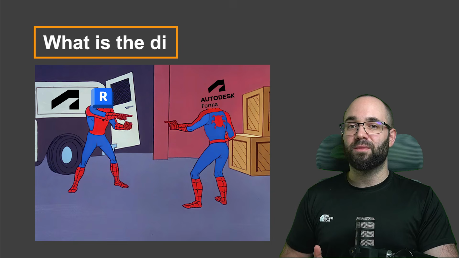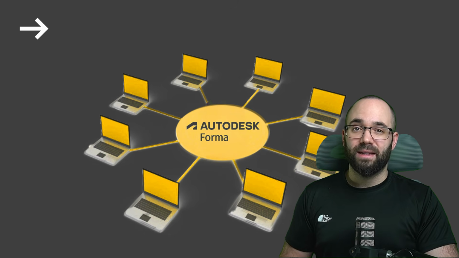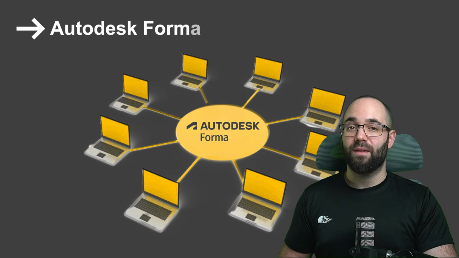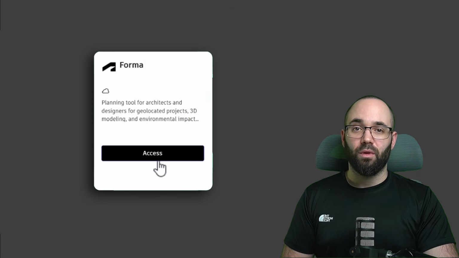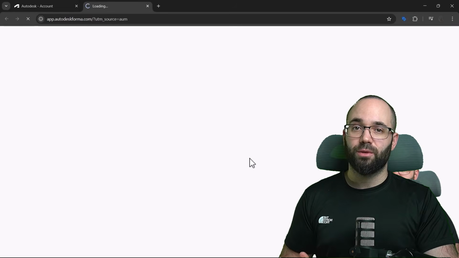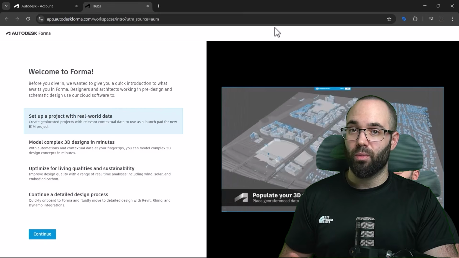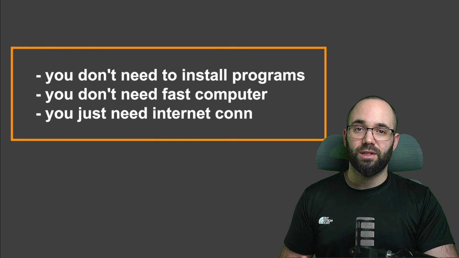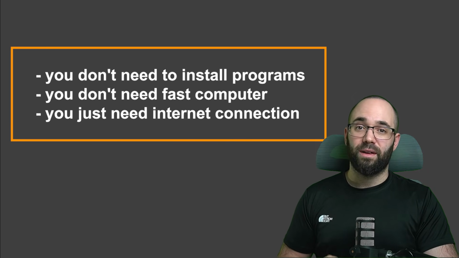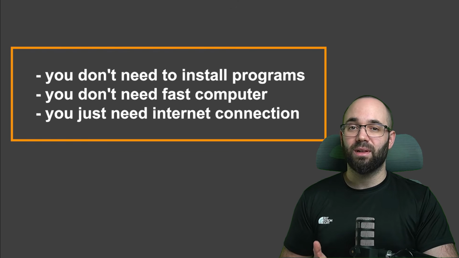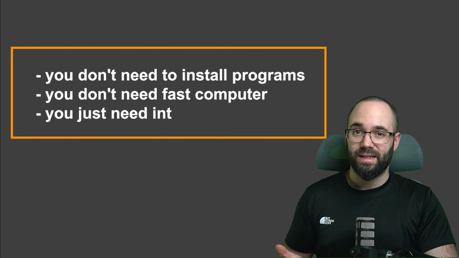Now let's talk about some of the main differences between Revit and Forma. Number one is the fact that Forma is cloud-based and Revit is not. This means that for Forma, you open up a web browser, go to the website, and this is where you work. There is nothing to download and install. There is no need for a fast computer. You just need stable internet access and you're all set.